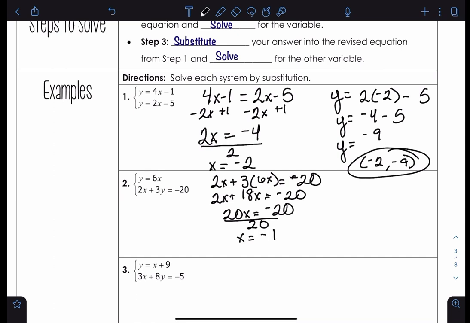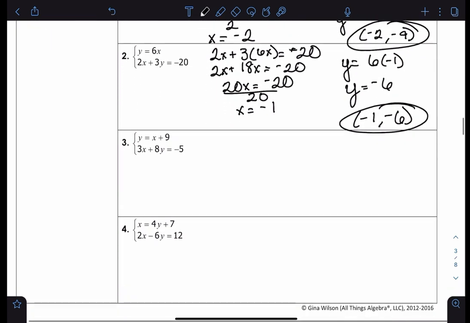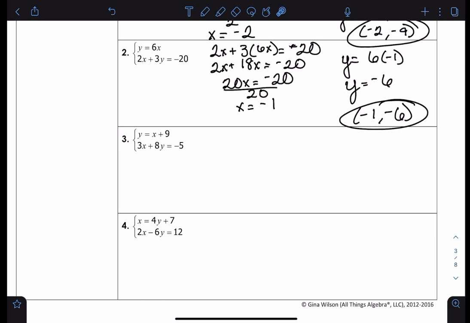Since we now know what the x variable is, we can plug this back into our original equation and do y equals 6 times negative 1, meaning that y equals negative 6, leaving us with our final answer being negative 1, negative 6. So we can move on to our third example. Once again, we have y in a form that's easy to work with, but our second equation is not easy to work with. So we're going to plug in y equals x plus 9 into the y variable down here so that we can solve for our x variable.